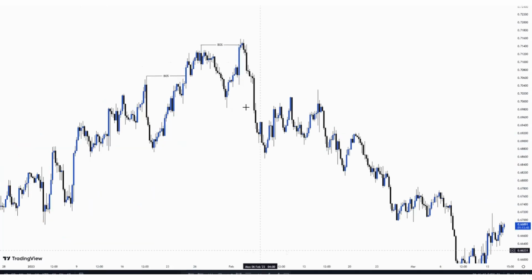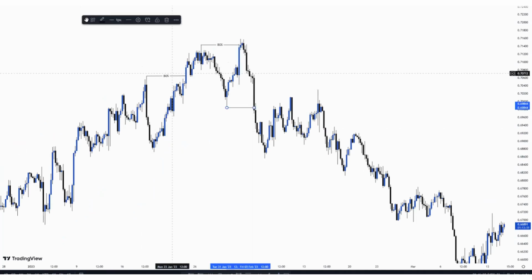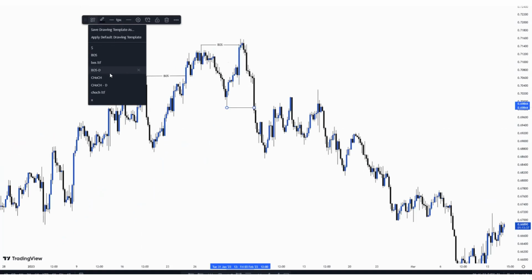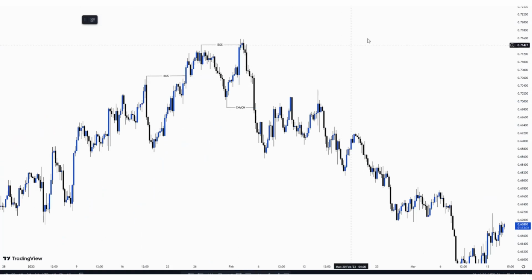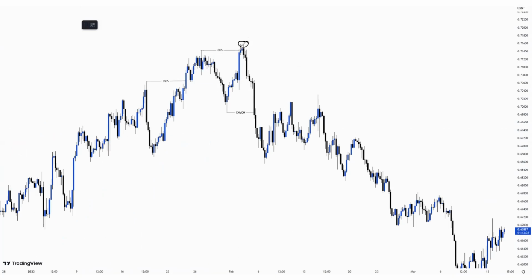Okay, let's continue. This is change of character. I've already explained change of character, but let me just explain it a bit. This is the highest high, and the low that created this high is this one here. Then when this low is taken out, that's a change of character. When the price is somewhere probably here, we are aware of two things: our swing low and swing high. This is our swing high, this is our swing low. When the price goes up here, there's a break of structure. If it takes out this, there's a change of character.